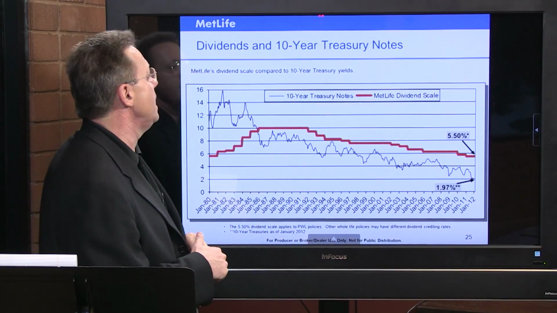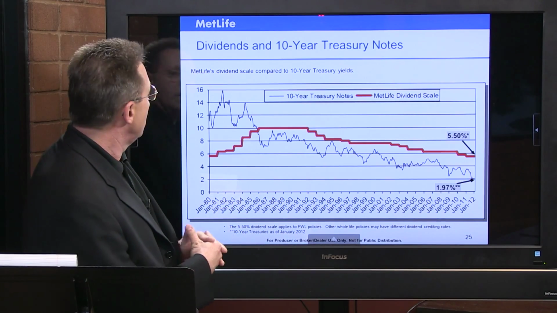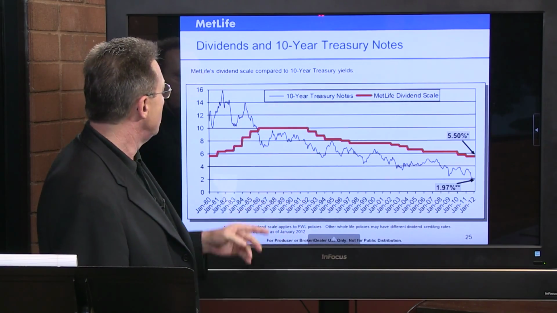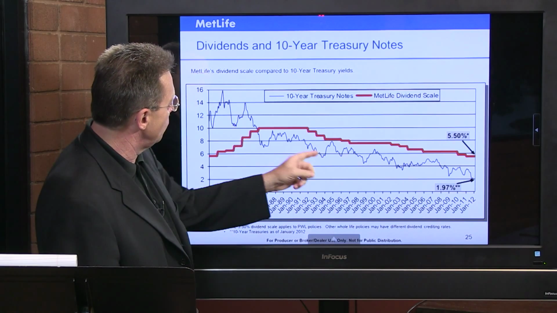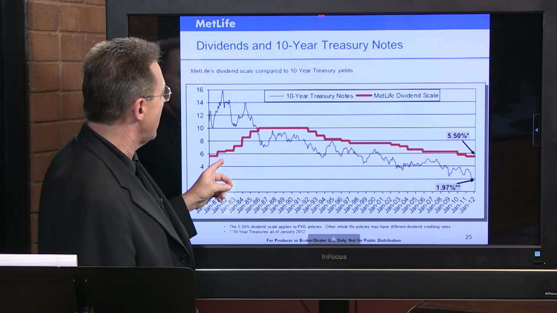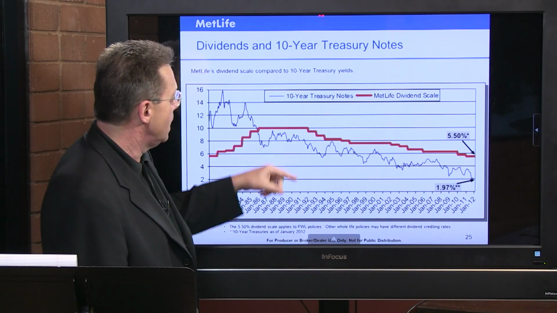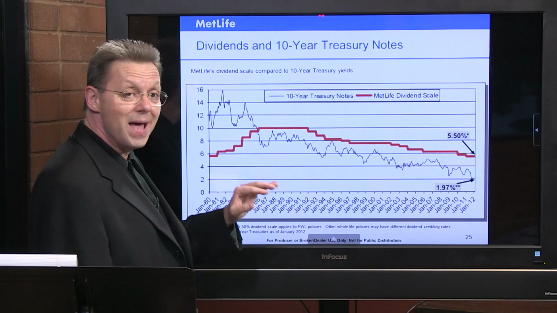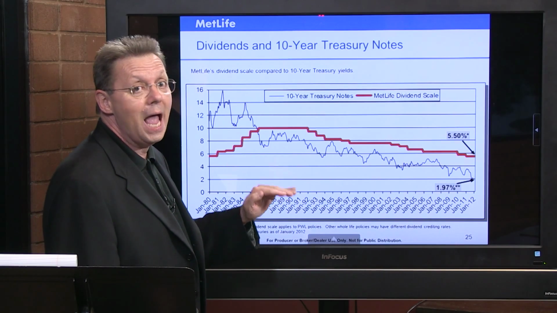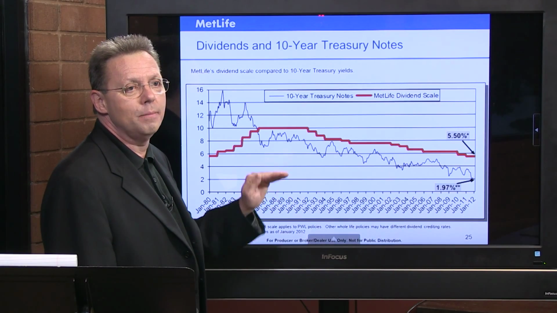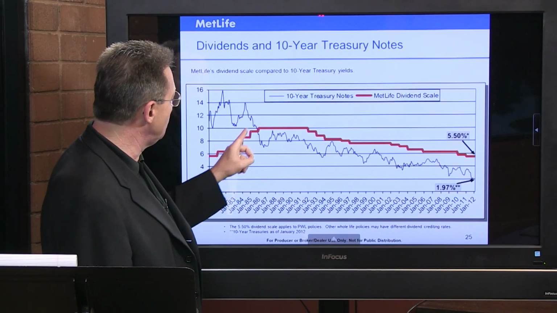Here's a little dividend history here, again, using one carrier. You're looking at the dividend scale compared to the 10-year treasuries. The 10-year treasuries are mapped out here in red, and then the dividend scale is in blue. Notice that there has to have been some good mortality as well as some good management skills inside the administration expenses for them to supersede this.